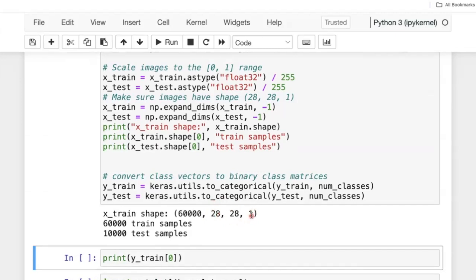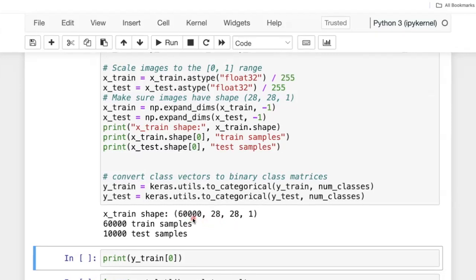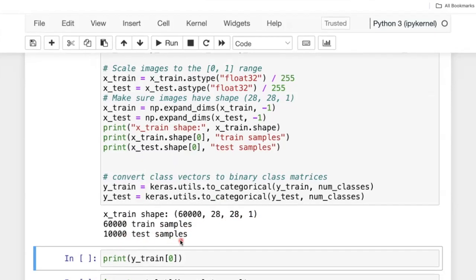Before, in the previous lecture, we vectorized or flattened this because we didn't know about convolutional layers, and it was 60,000 by 784, which is 28 squared. But now you can see that we have this 4-dimensional tensor as our input: the total number of training images, then height, width, and number of channels. We have 60,000 training samples and 10,000 testing samples.